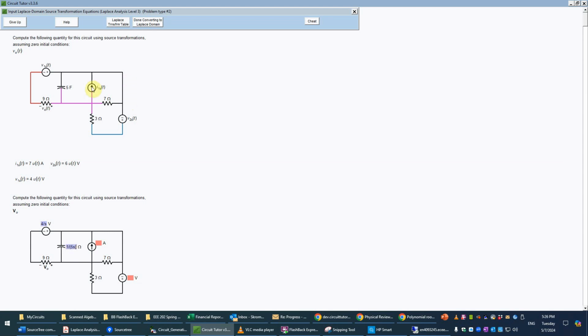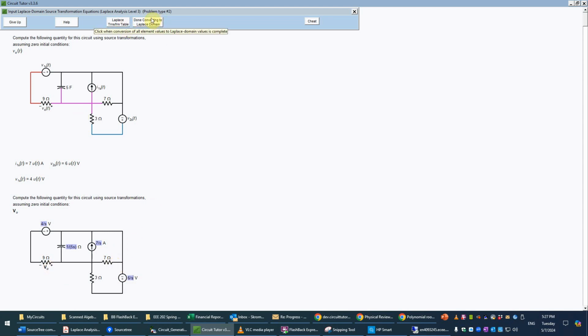Then we'll do a similar thing. We'll convert the current source here, I1s of t, which is 7u of t. We'll take the Laplace transform of that, and that becomes 7 over s, similar to what we did for the voltage source. The second voltage source, V2s of t, is 6u of t, so that will just become 6 over s in the Laplace domain. And then the resistors, of course, are unchanged.